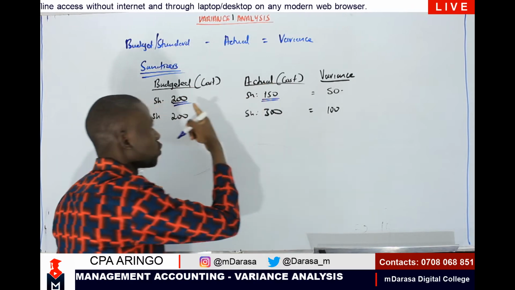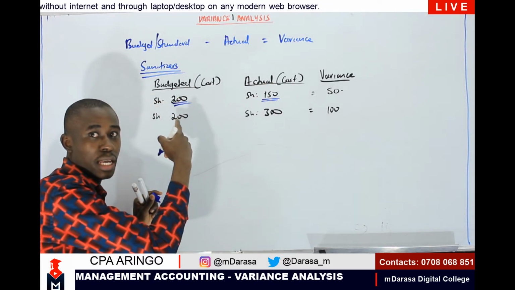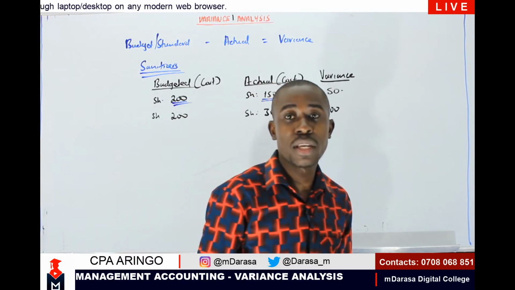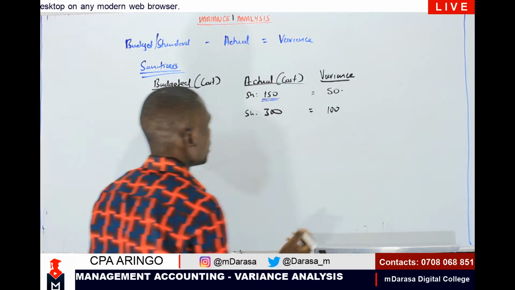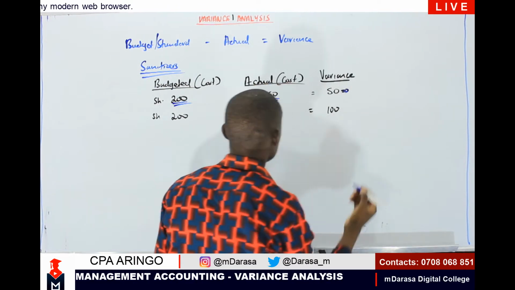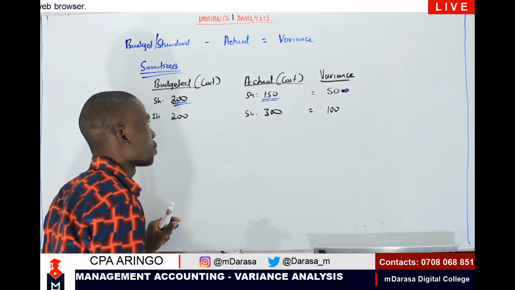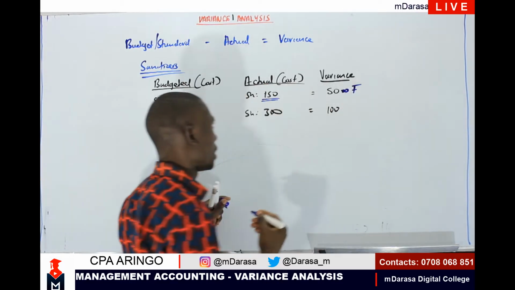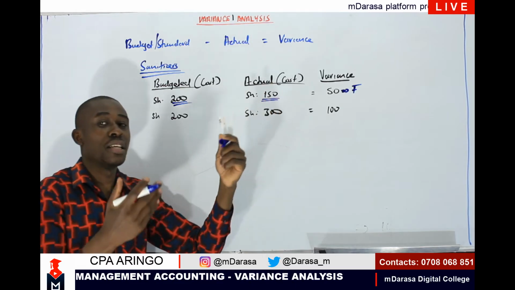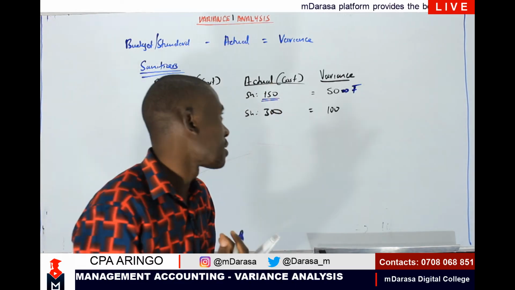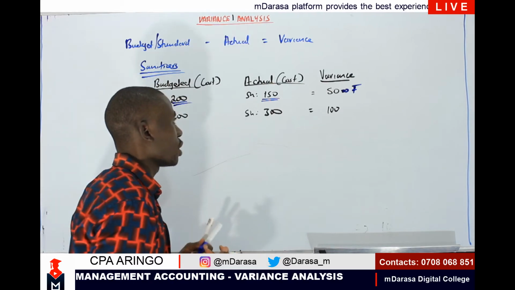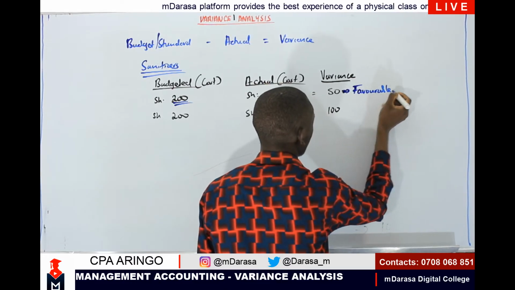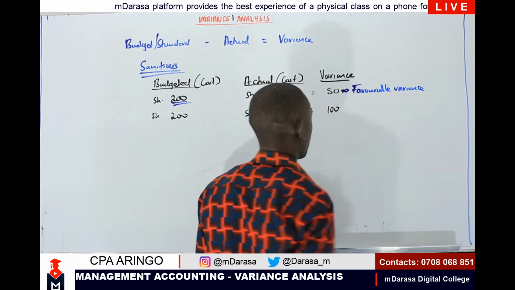But what you'll note is that in the first scenario, whatever I had budgeted, I'm spending less than what I had budgeted. And in spending less than what I had budgeted, as you are looking at variance analysis, this difference that you are talking about is a variance that has favored me. This difference has favored me because it is as if I'm saving. And if I'm saving, in such a case, I'm going to term that variance as favorable variance.